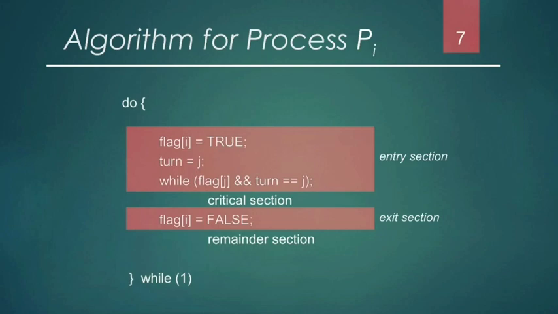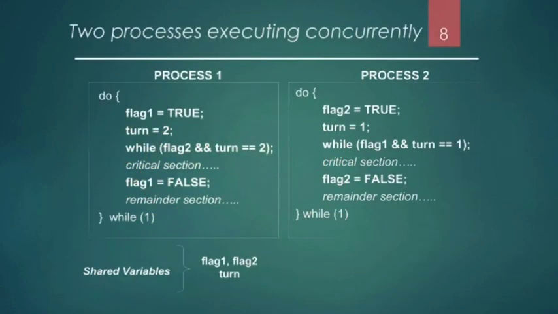And in slide 8, you can see the two processes executing concurrently. So, let's see how property 1 is proved, that is, preserving mutual exclusion.